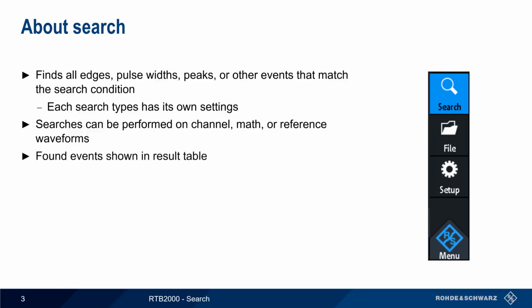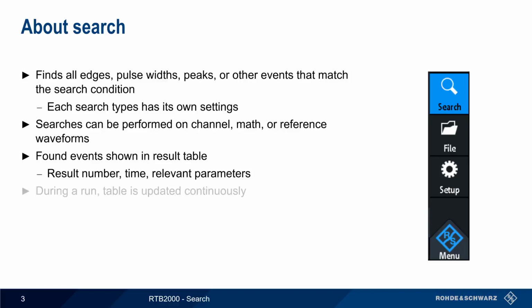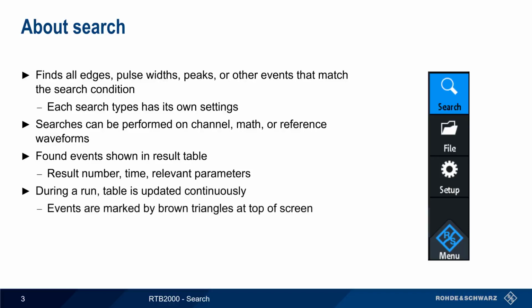The events found by search are displayed in a results table, which includes the result number, the time the result was found, and any relevant parameters. This table is updated continuously during a run, with small brown triangles used to mark the trace at points where a match was found.